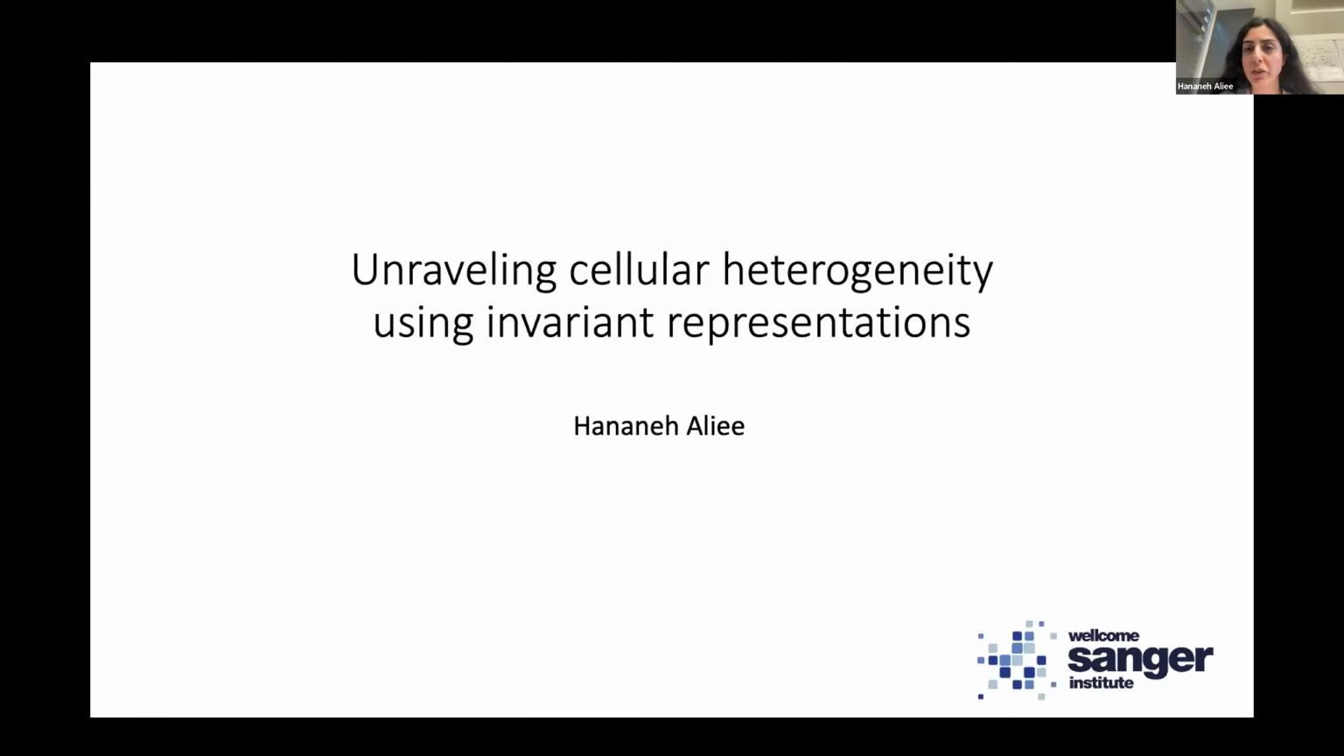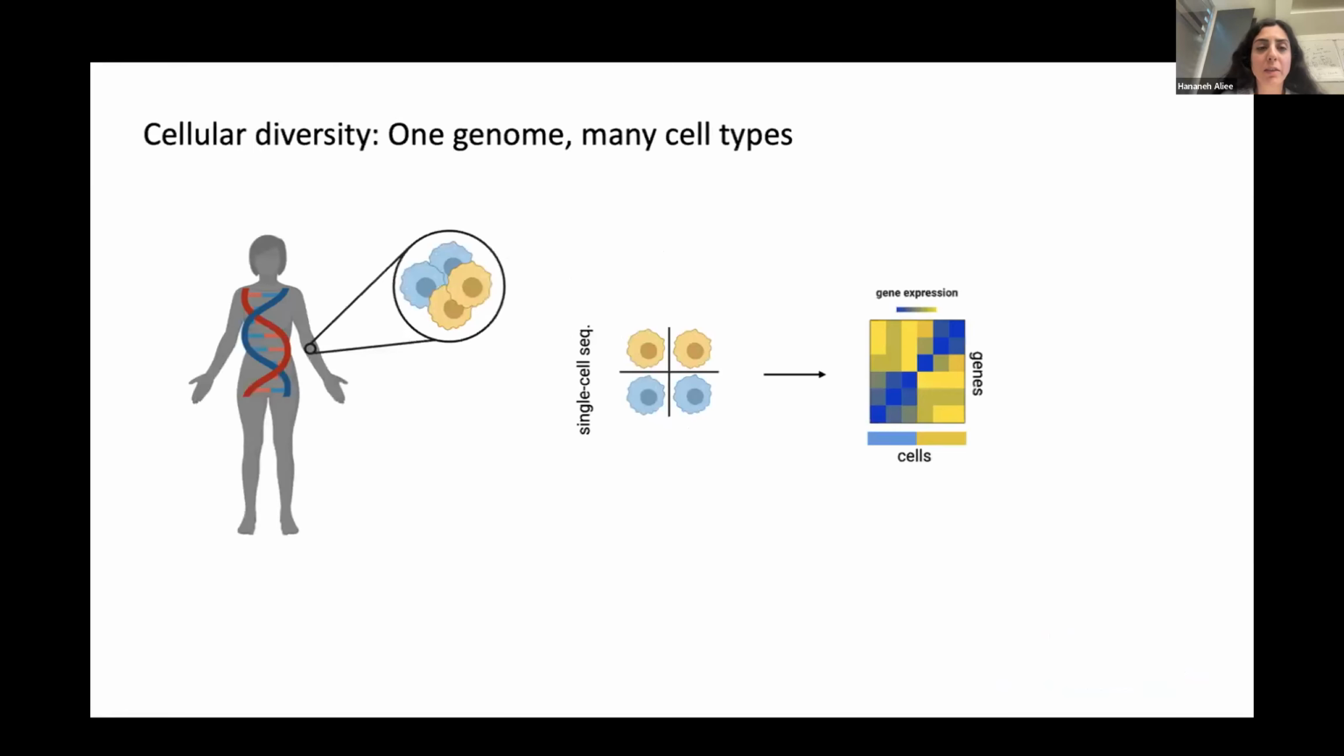multiple conditions. So our human body is generated from one genome, but each cell is functioning differently. And with single-cell technologies, we can learn about these heterogeneities. For example, with single-cell transcriptomics, we can learn about how genes vary across these cells, and this already reveals a lot of heterogeneity across cells.